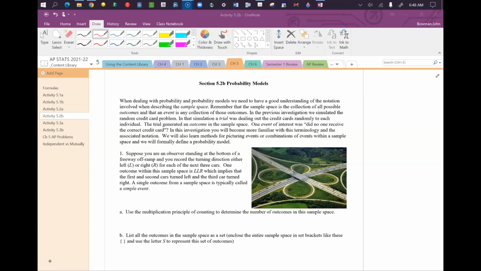We're going to talk about some probability rules and a couple of ways to illustrate those concepts. So let's begin with problem number one.